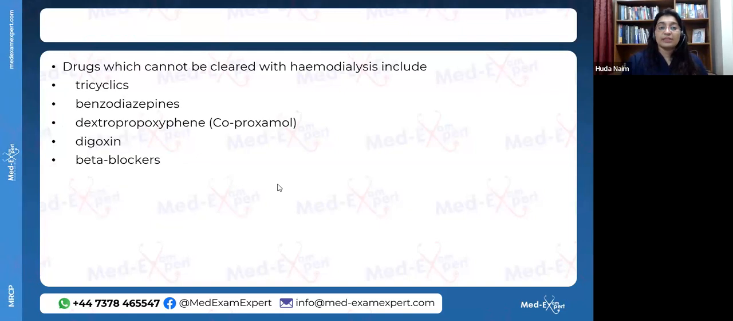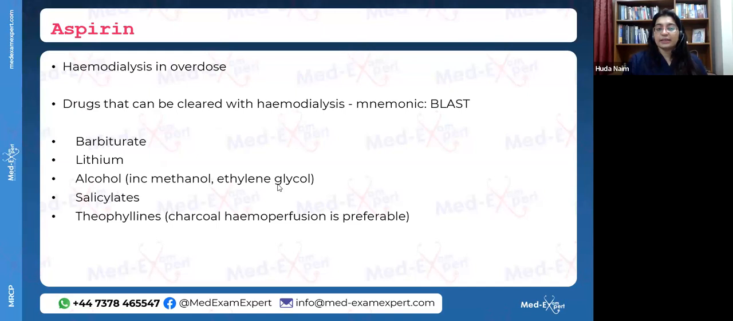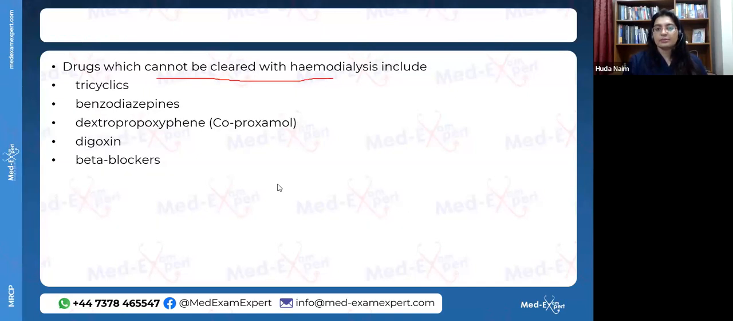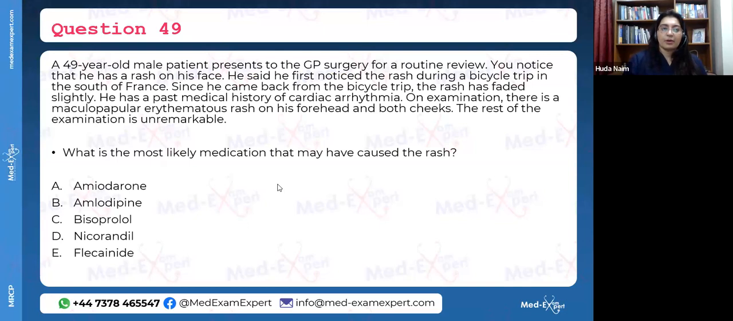Those which cannot be cleared by hemodialysis include tricyclics, benzodiazepines, digoxin, and beta blockers. They are not cleared by hemodialysis, okay? The ones which are cleared are barbiturates, lithium, alcohol, salicylates, and theophylline. Okay, question 49.